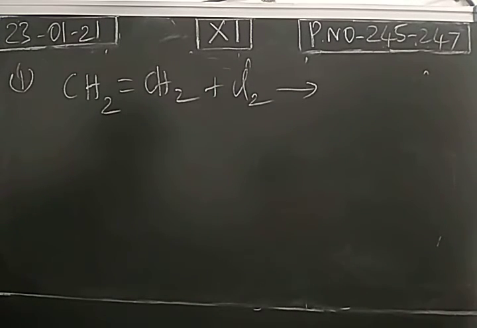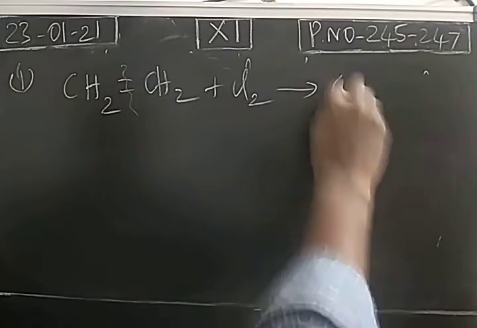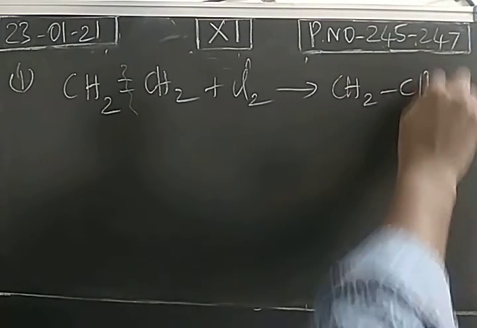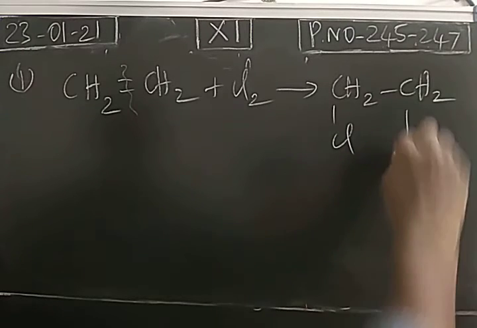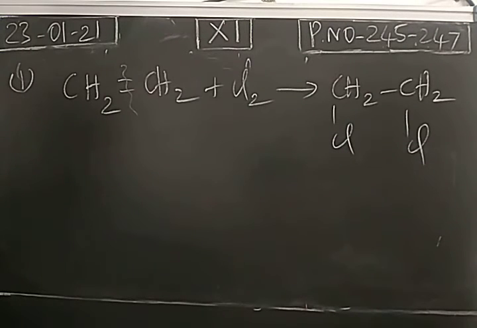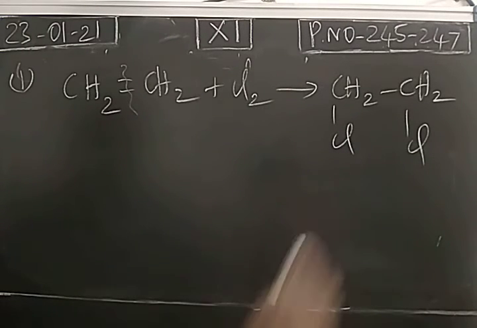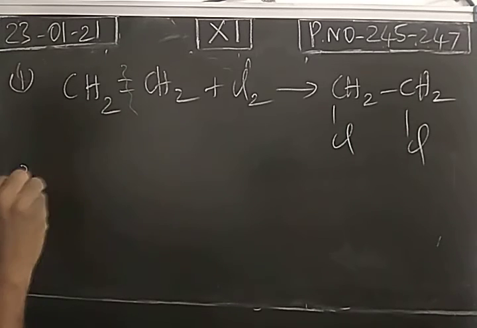So we do addition reactions. The double bond will be broken. We will get ethylene chloride or ethylene dichloride, IUPAC name 1,2-dichloroethane.